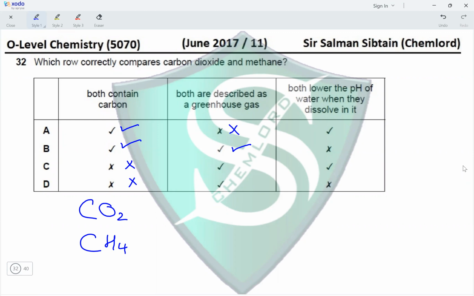Both lower the pH of water when they dissolve in it. Carbon dioxide is an acidic gas which is soluble in water. Methane is a neutral gas which is insoluble in water. So both of them will not lower the pH. Therefore, the correct option for this question is option B.